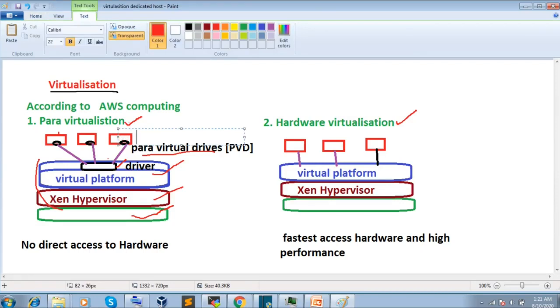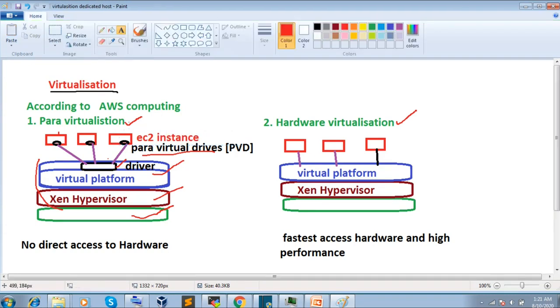That means here we have an instance, right? This is one of my EC2 instances. It should also have the para virtualization driver. Whenever the virtualization is installed, the OS also changes, and it is controlled by the para virtual driver. It has less performance because whenever it wants to interact with the hardware of the hypervisor through the virtual platform, it needs the drivers, so it has less access to the hardware and less performance.